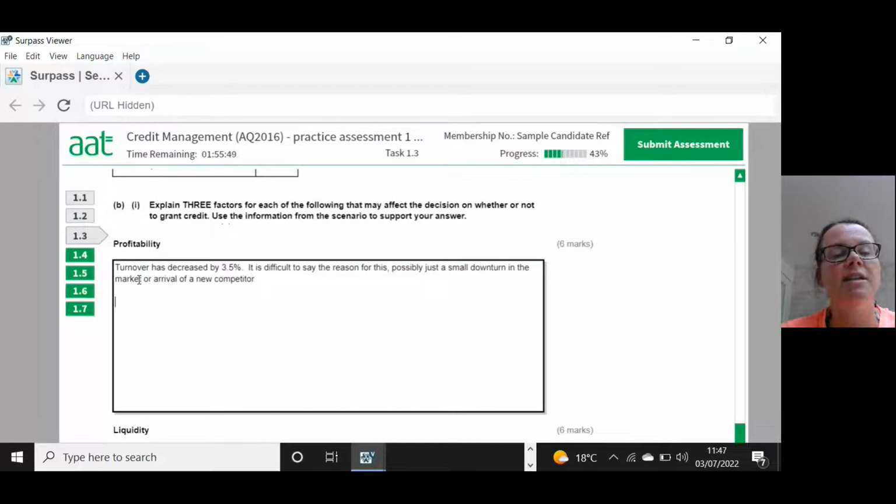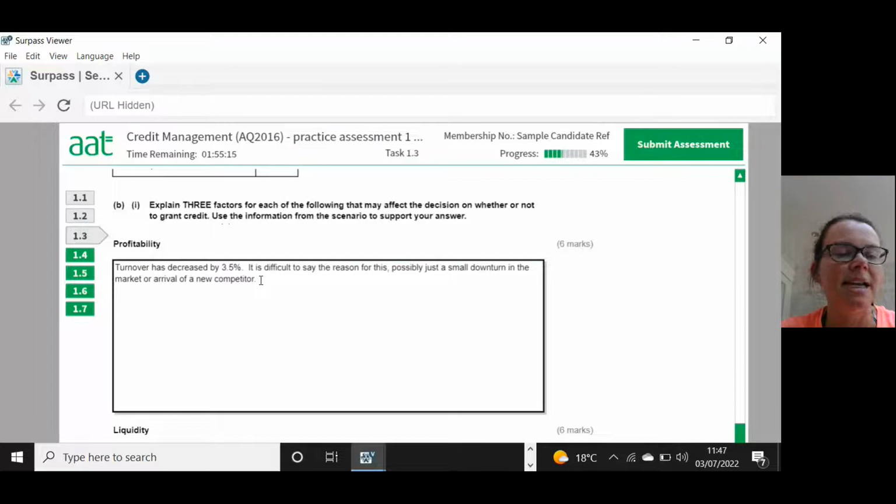Right, so your first point will be something about turnover, a statement of what has happened to it, and then some sort of explanation. So in this one, there's no real explanation. They haven't given us any clues why the turnover has decreased. You could go back to maybe we've had to reduce the price because of the competitor. There's any number of reasons why this might have happened. So you can just make a couple of suggestions.